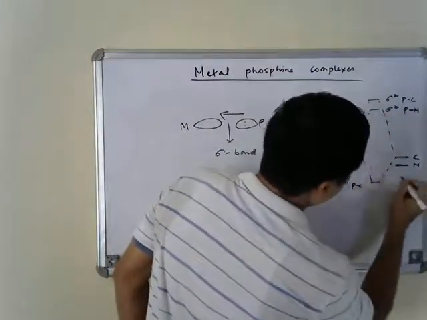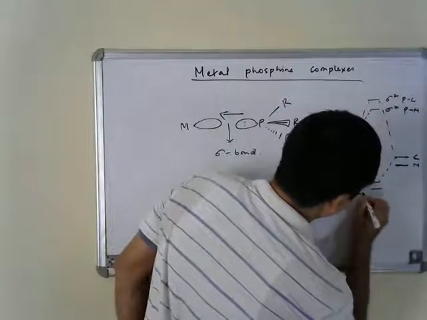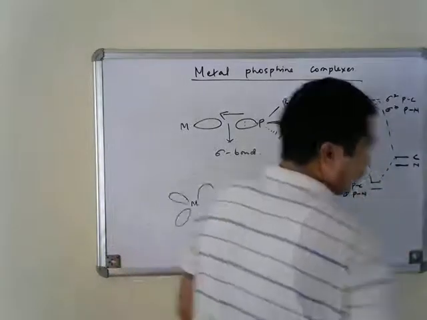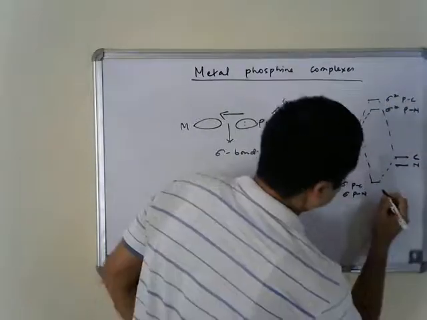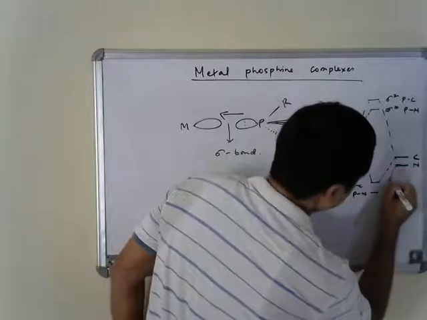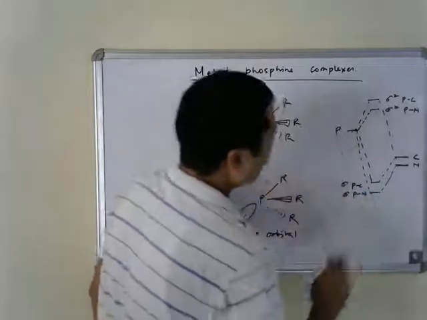and the sigma PN will also be located at lower energy than the sigma PC orbital. So this is sigma PN.